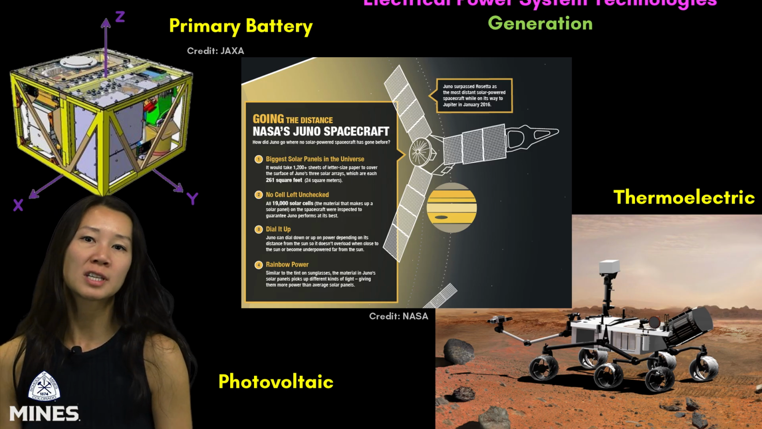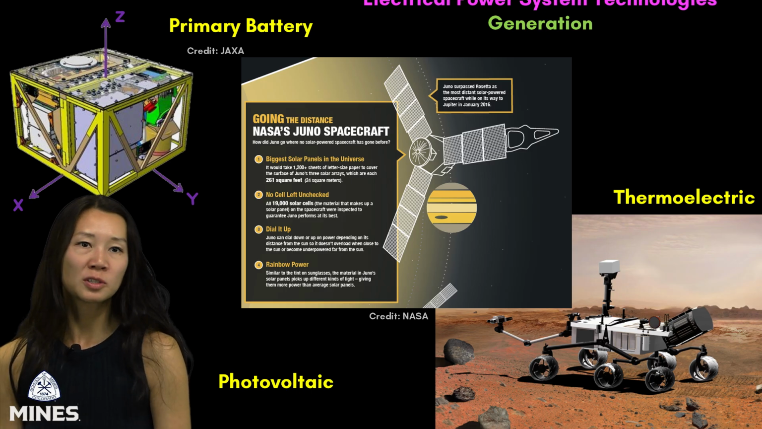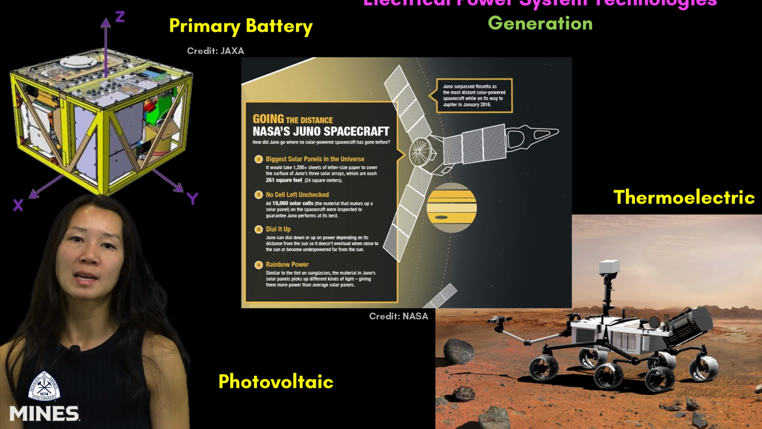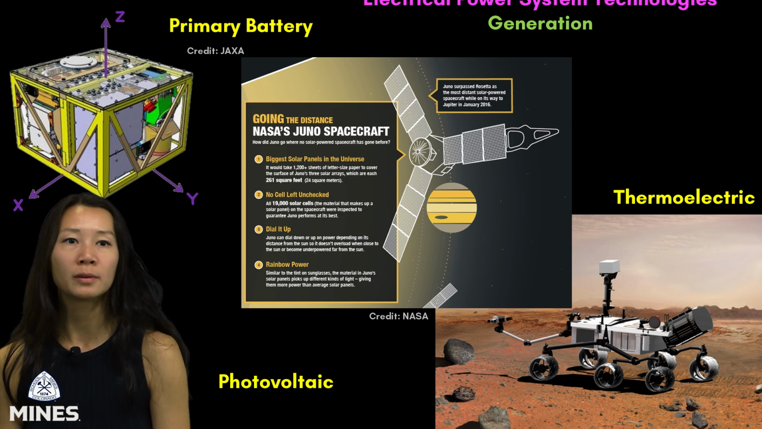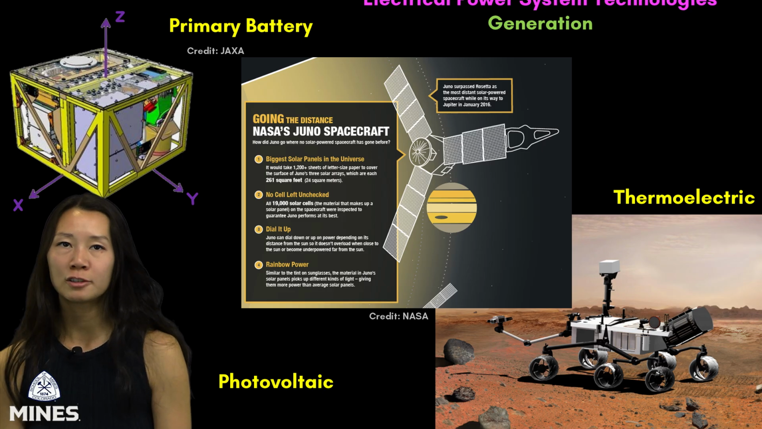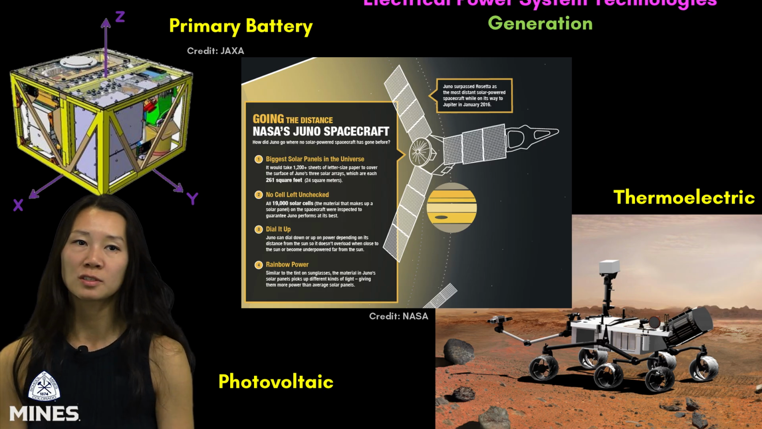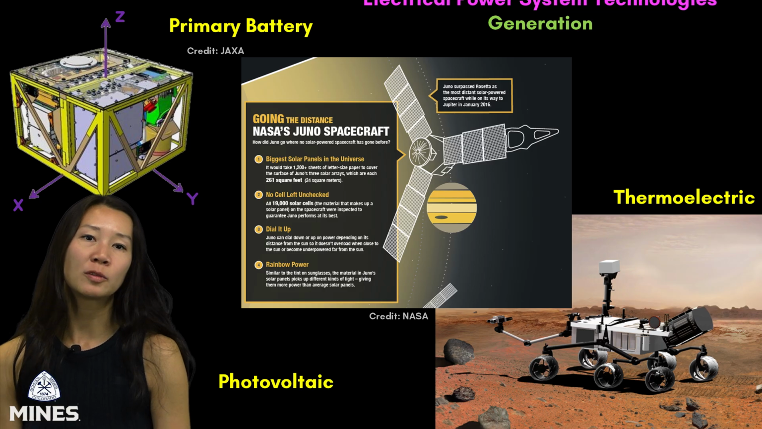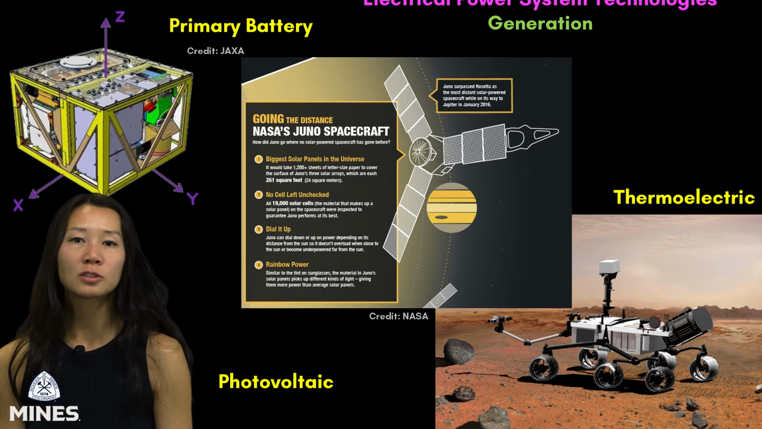There are three major technologies used for power generation in space systems, each suited to a different mission need. On the left, we're revisiting Mascot, the lander that Hayabusa deployed. It used a primary lithium battery, a simple high-energy solution ideal for short-duration missions with no opportunity to recharge. Mascot operated for about 16 hours, enough to complete 2 rotations of its target asteroid Ryugu.